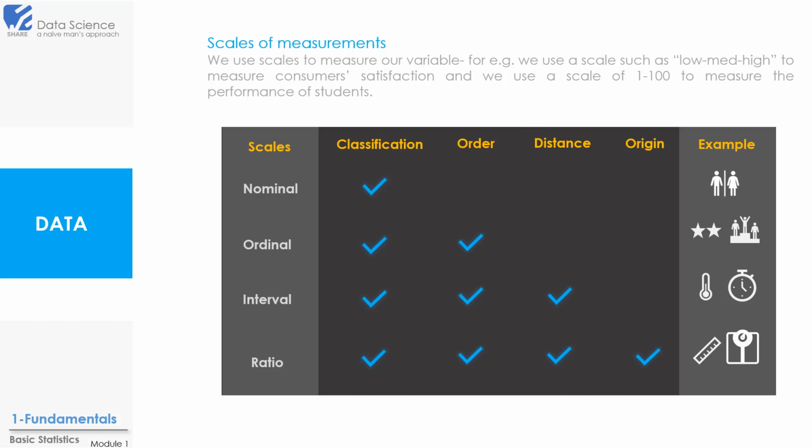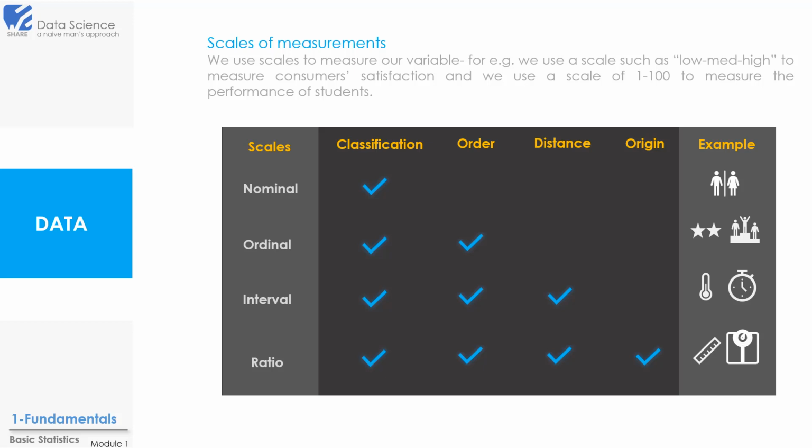Now there are 4 types of scales of measurement that are categorized based on the parameters as shown here in the table. So here the scales are given on the left hand side. Then we have 4 parameters: classification, order, distance, origin. And in the last column, examples of each of these scales are shown here.